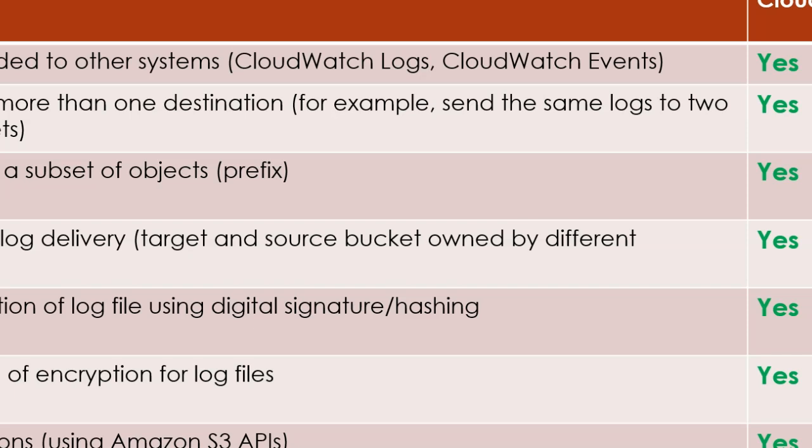Just take a look at this table, because it's not feasible to read all the features, but AWS CloudTrail definitely has advantages over Amazon S3 server logs. It can be forwarded to other systems and deliver logs to more than one destination at a time. It doesn't require turning on logs for a subset of objects, and there are a lot of options we can have in AWS CloudTrail. We will take a look at what CloudTrail is in our coming videos. So let's move on to our next slides.